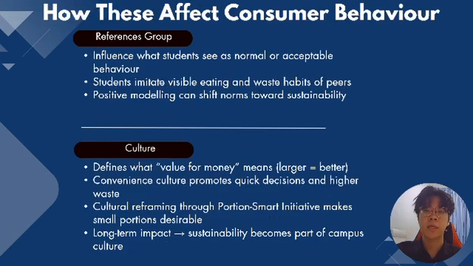So how do these factors affect consumer behavior? These external factors shape what students see as normal or acceptable. If wasting food appears normal, students continue this cycle, but when they see peers choosing smaller portions or talking about sustainability, it creates a new social norm. CBSM shows that when people witness sustainable behaviors in their environment, they are more likely to adopt and follow them. This means that social influence is a key pathway for long-term change.